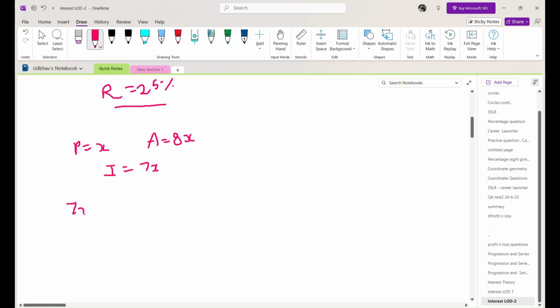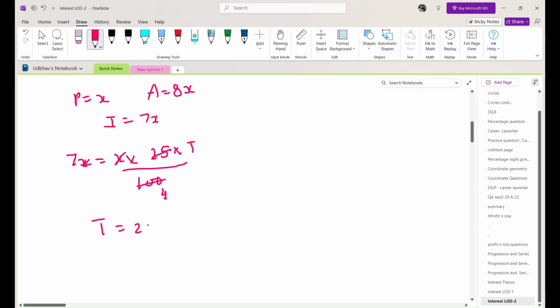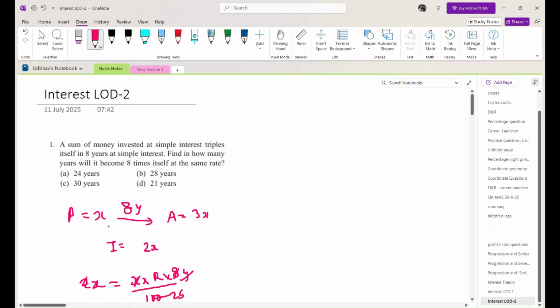So 7x equals P into 25 into time t, which we have to find, upon 100. So time t equals 28 years.